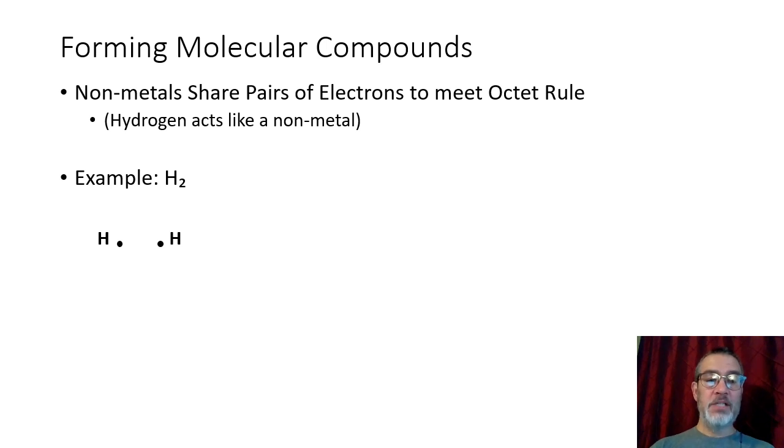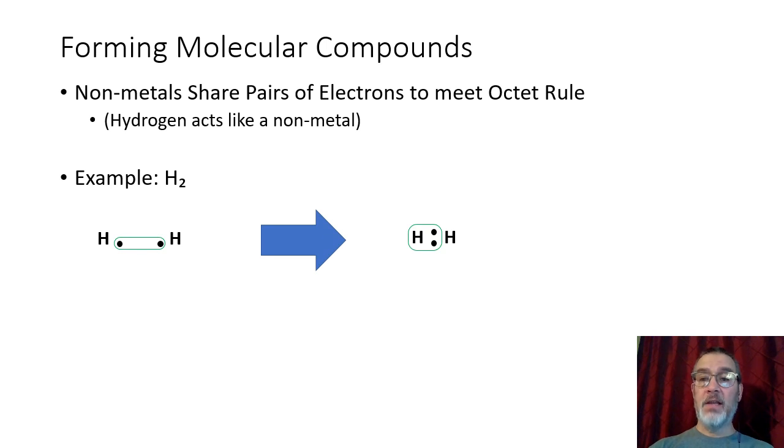So if I have two hydrogens together, each with one electron, and they were to decide to share that pair of electrons, then the hydrogens can join together and form an H2 molecule. Now, the hydrogen on the left thinks that it has a pair of electrons.